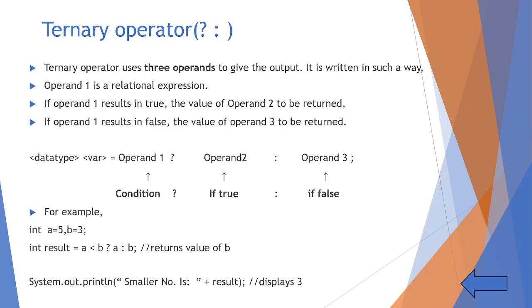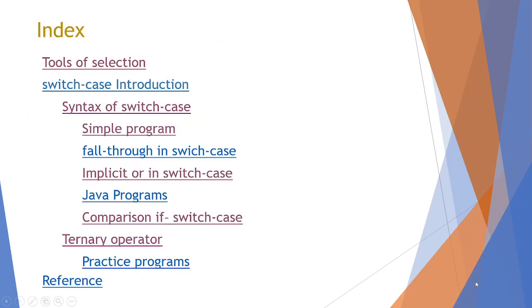Question mark ends operand 1, then colon is in between operand 2 and operand 3. So if the expression is false, operand 3; if the expression is true, operand 2. So the result would be 3, because A less than B is false. Whatever is there in B will be returned to result, and we display the result. Let's see some practice programs.